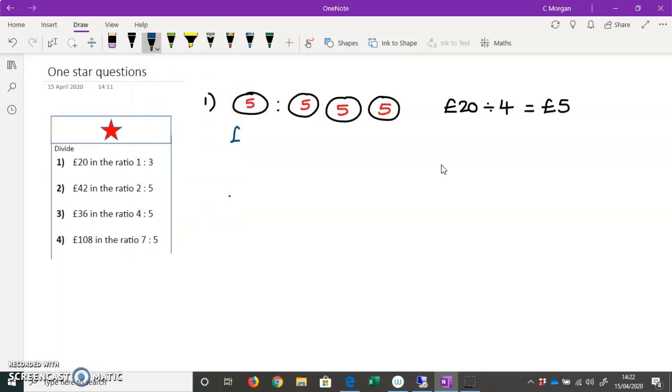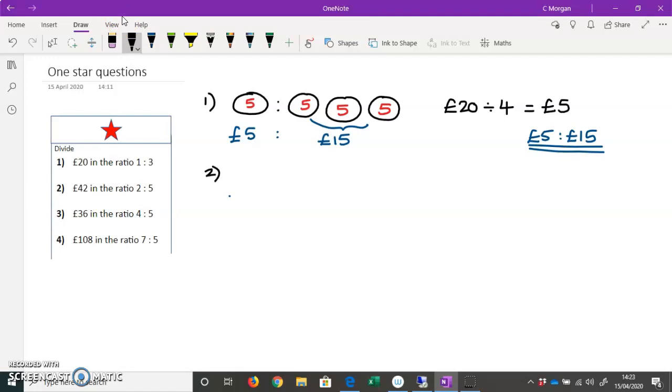So I think on the left hand side of my ratio I've got £5, and then the right hand side in total I've got £15. So my answer to question 1 is 5 to 15, and I've shared the ratio. I've included my units because you should always include your units.